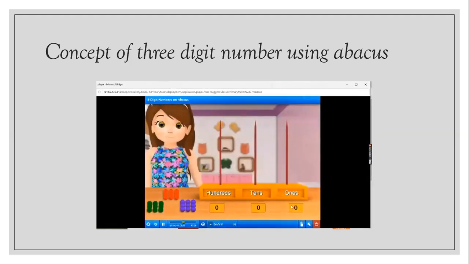Now, give us any number from 0 to 999, Sela, and we will show it on the abacus. Sela has given us the number 260. 260 has 2 at the hundreds place, 6 at the tens place, and 0 at the ones place. So we can show number 260 by putting no beads at the ones place, 6 beads at the tens place, and 2 beads at the hundreds place.